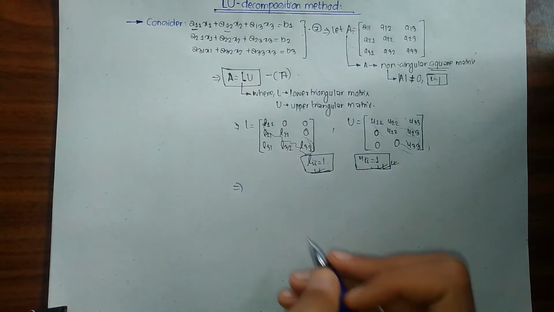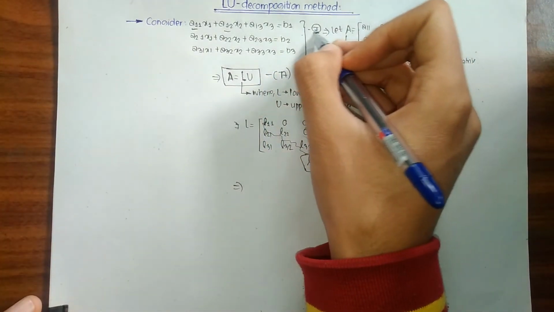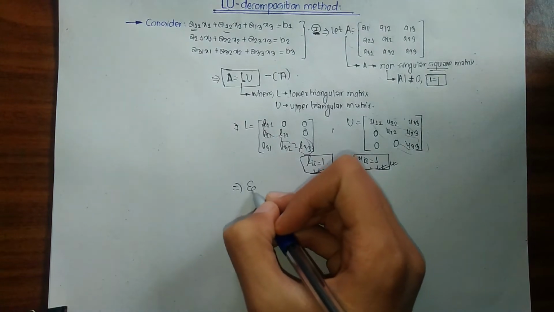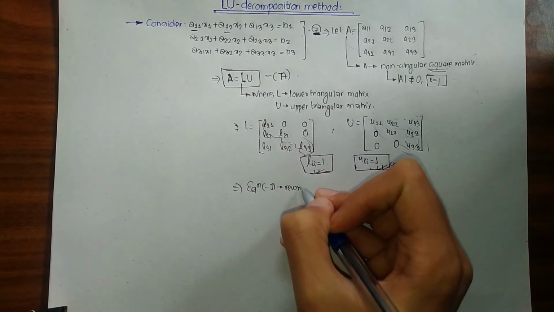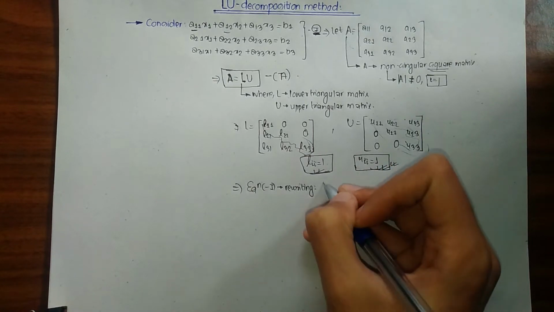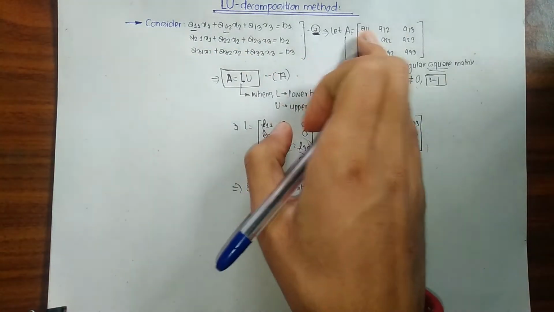What we are going to do is take equation 1. This is our equation 1. We can rewrite equation 1 in such a format, such that A is our coefficient matrix.